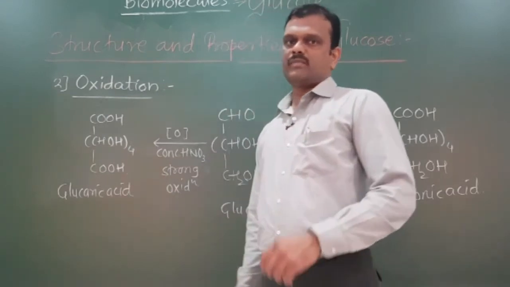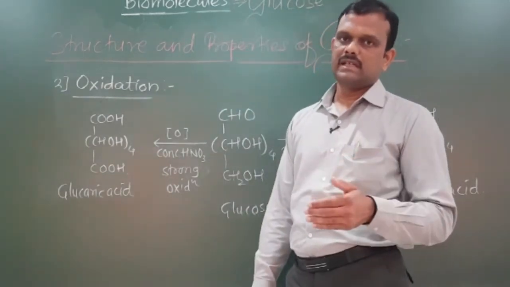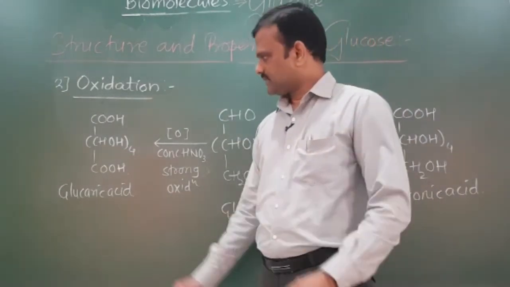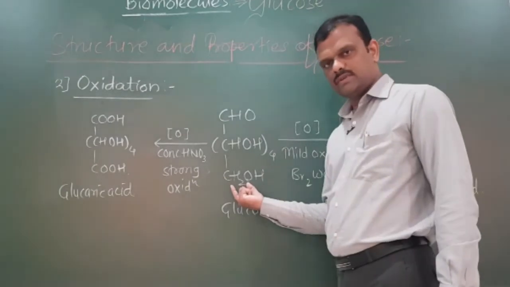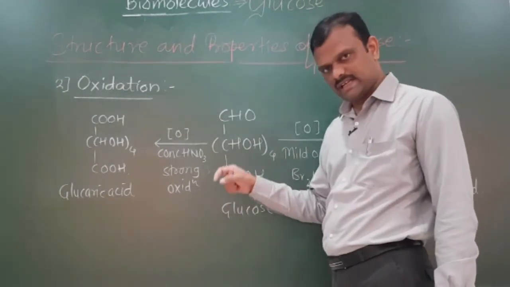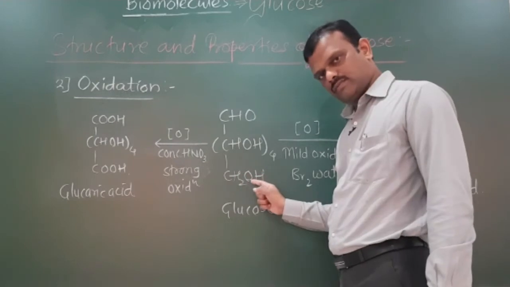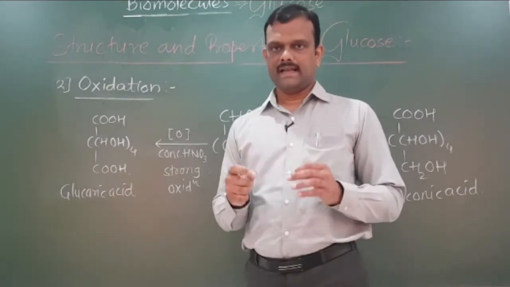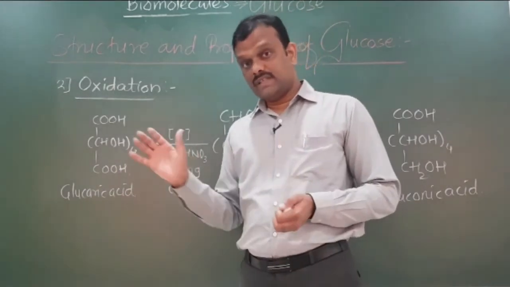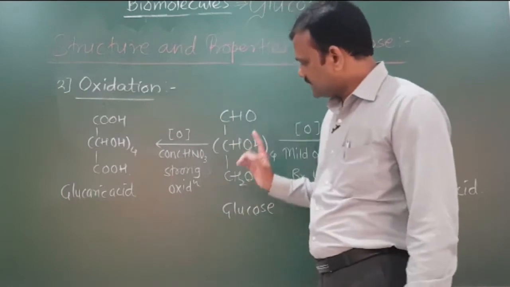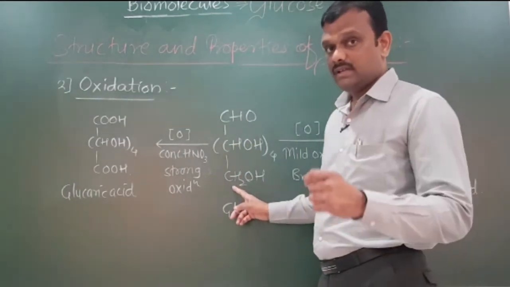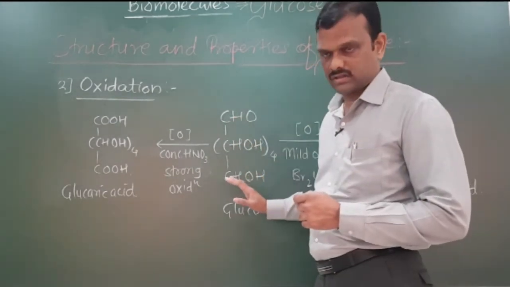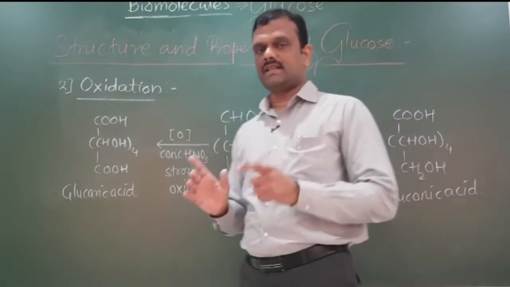Now what happens? Primary alcohol undergoes oxidation initially to form aldehyde, which readily undergoes oxidation to form carboxylic acid. That means this primary alcoholic group on oxidation initially forms aldehyde. Here you will get CHO group, and both these CHO groups further oxidize to form dicarboxylic acid. Now from this evidence we can prove that there is presence of one primary alcoholic hydroxyl group in the glucose structure. This is another evidence.